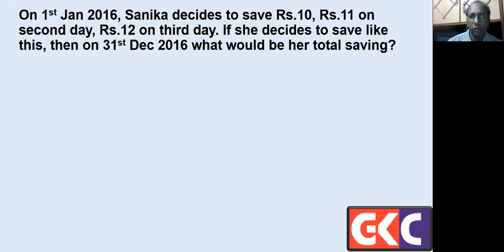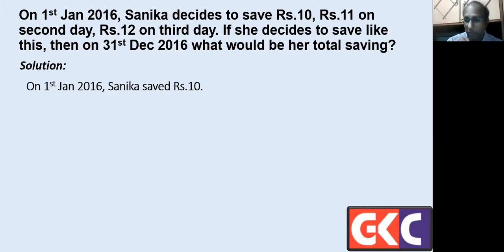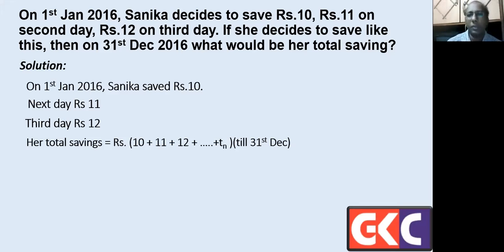And how to do that? Step by step, let's see. First of all, as the given data, she is starting on 1st January 2016, she saves 10. Next day, 11. Next day, that is third day, she saves 12. And so on. So her total saving will be 10 plus 11 plus 12 plus so on. SN is what I'll call it because it is what we require till 31st December. Can someone guess what will be the value of A? Yes, you guys are right, 10. What do you think is D? Again, right. 11 minus 10 is 1.